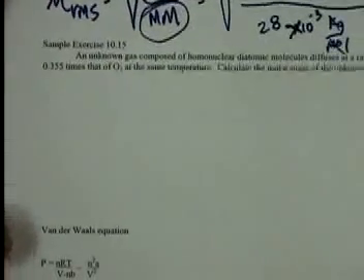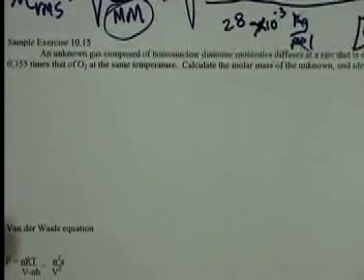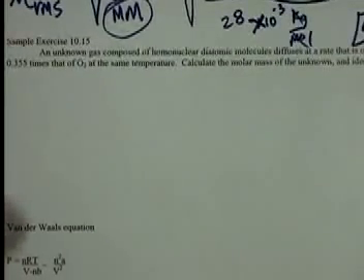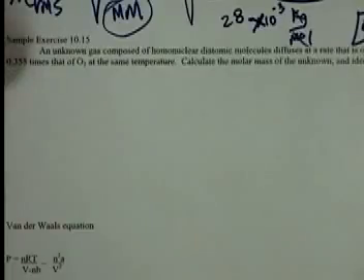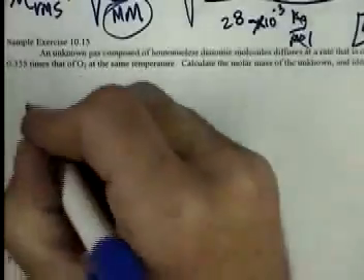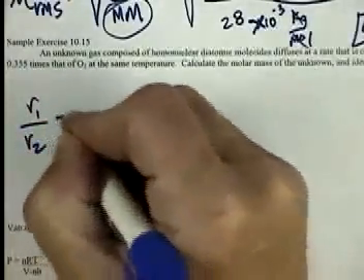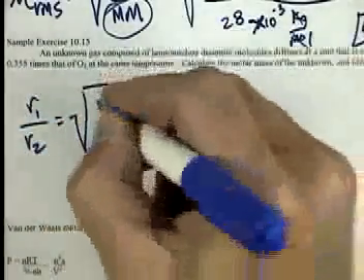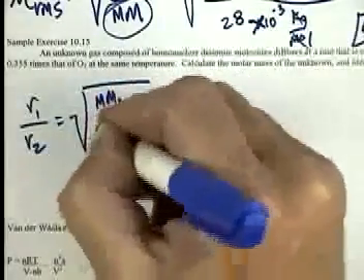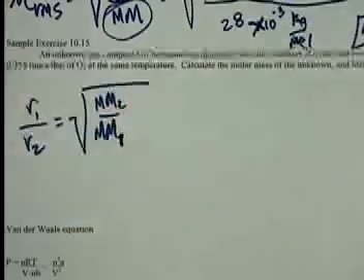Let's look at this sample exercise, 10.15. An unknown gas composed of homonuclear diatomic molecules diffuses at a rate that is only 0.355 times that of O2 at the same temperature. Calculate the molar mass of the unknown and identify it. Well, remember the equation that the rate of one gas compared to the rate of the other gas is equal to the inverse of the molecular mass of the two gases?